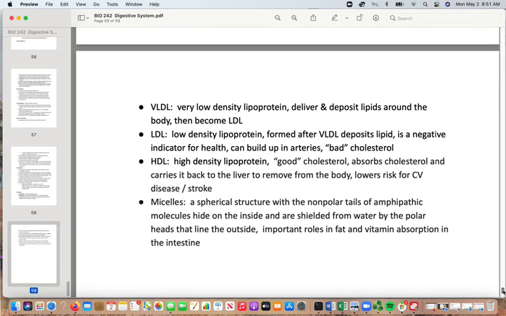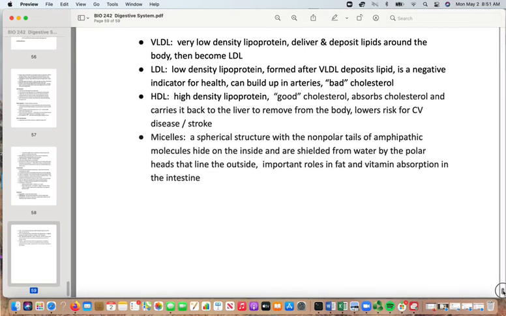So the micelles are spherical structures with the nonpolar tails. They're amphipathic molecules on the inside, so they're shielded from water by the polar heads on the outside. These are important in fat and vitamin absorption in the intestines. So that is the digestive system.